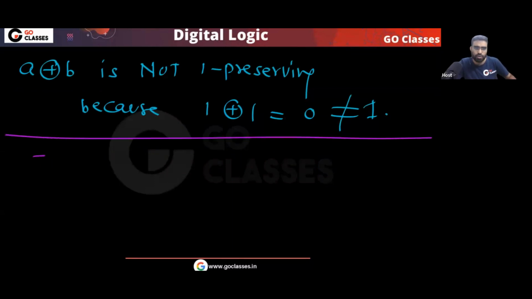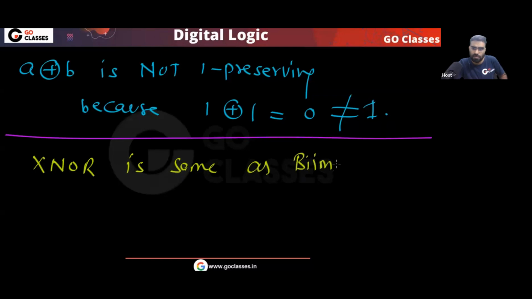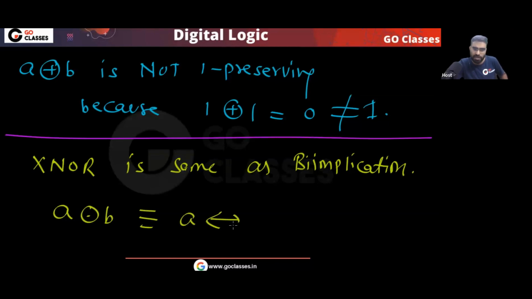XNOR is your biimplication. XNOR is the same as biimplication. So remember, if I write A XNOR B, that is the same as A biimplication B. Both are the same. XNOR is the same as your biimplication. This is one preserving. Okay, what else?